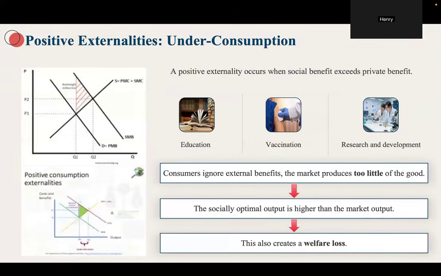A positive externality occurs when social benefits exceed private benefits. Examples include education, vaccination, research and development. Because consumers ignore external benefits, the market produces too little of the good, and the equilibrium output is lower than the socially optimal level. This also creates a welfare loss.